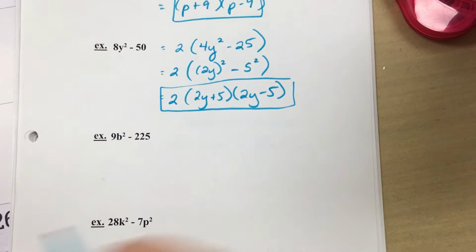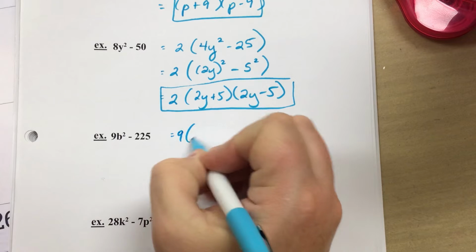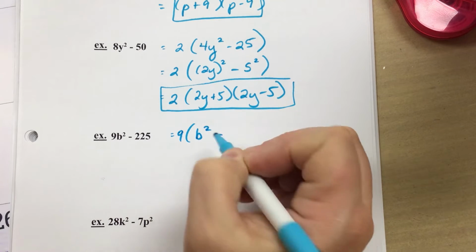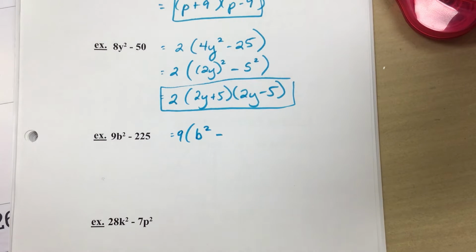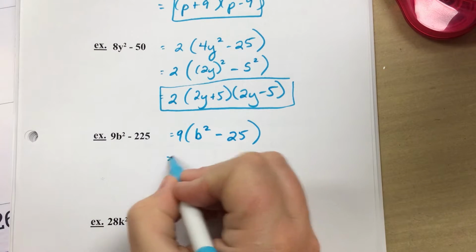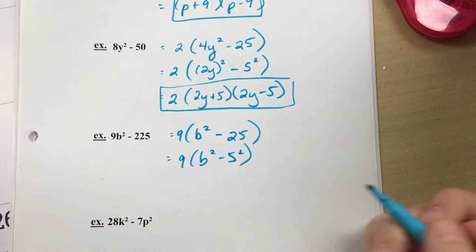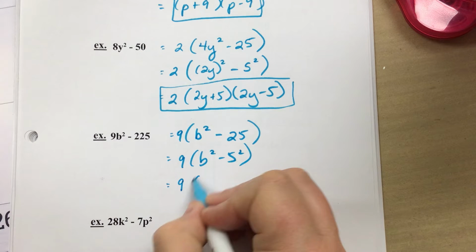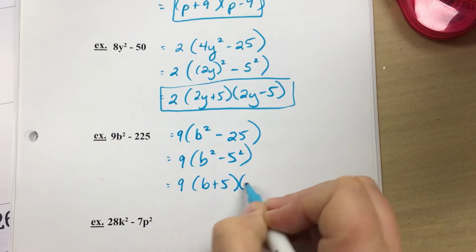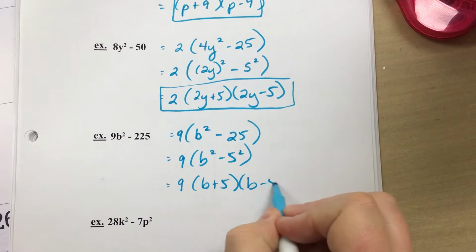If I take 9b squared and factor out a 9, we're left with b squared. And then 225 divided by 9 is 25. Again, this is like saying b squared minus 5 squared. So this will factor completely into 9 times b plus 5 and then b minus 5. I forgot the 9 out in front at first.